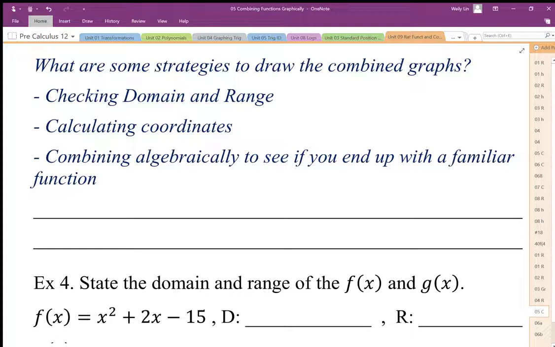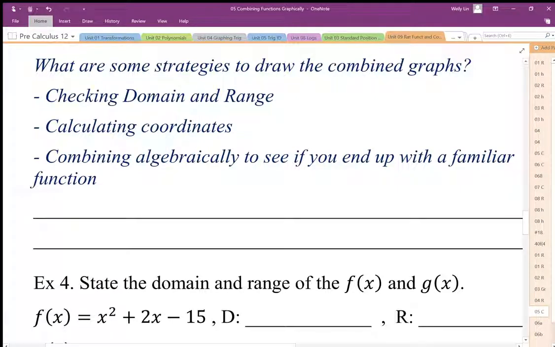What are some strategies we can use to help us deal with combined graphs? One of them is to check the domain and range of the function. The domain and restrictions on the functions will help us understand what this new function is going to look like. We can calculate coordinates based on how we combine f of x and g of x. Another thing we can do is combine algebraically and see if we end up with familiar functions. So that's another strategy.